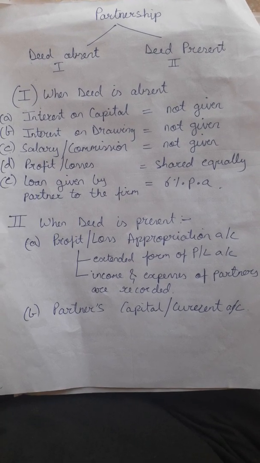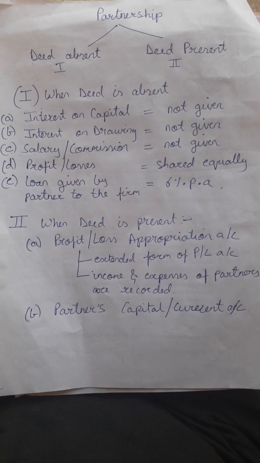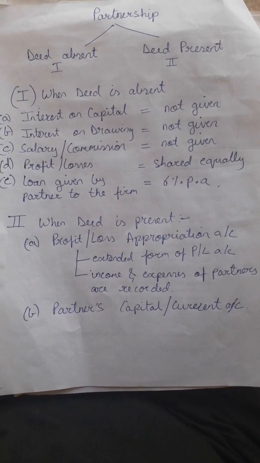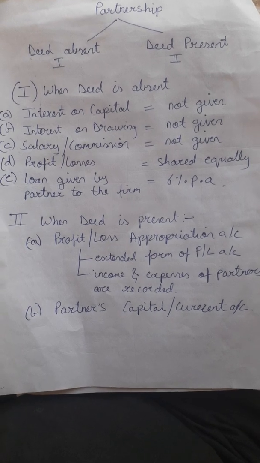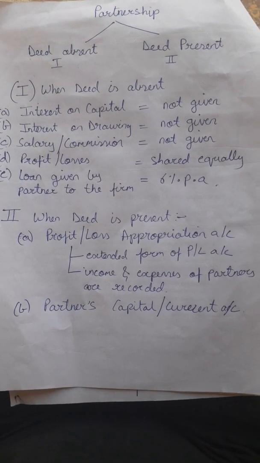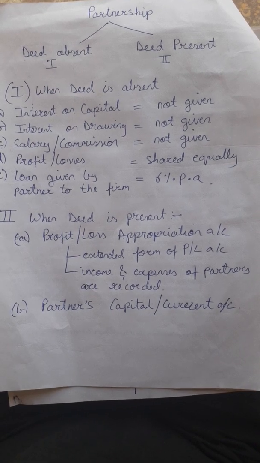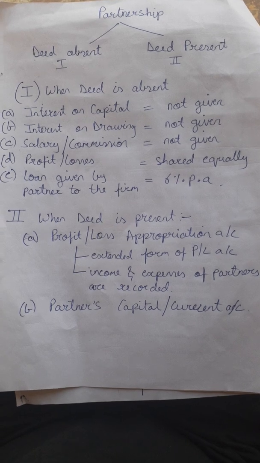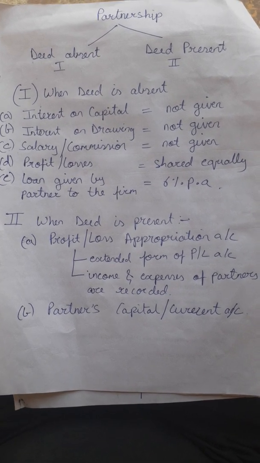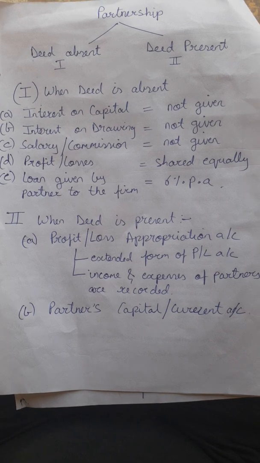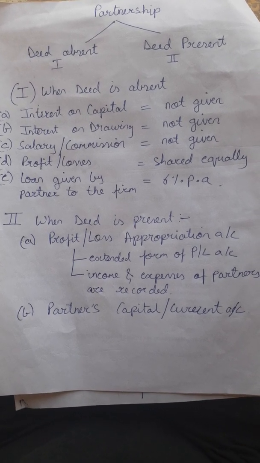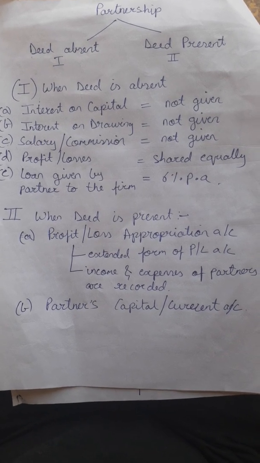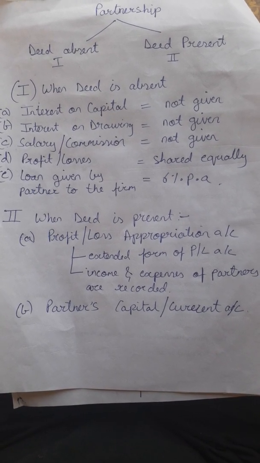Generally, there is an agreement between the partners. Agreement in commerce is called deed. Agreement states the terms and conditions among the partners, and it also states the rules and regulations made by the firm which are followed by the partners. There are two situations. One, when agreement or the deed is absent, and second, when the agreement or deed is present.